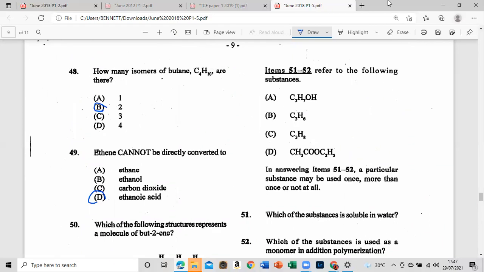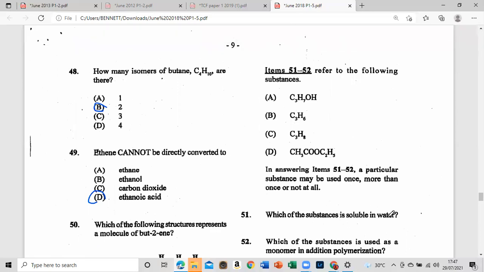All right. Items 51 to 52 refer to the following substances: C3H7OH and so on. In answering each item, a particular substance may be used once, more than once, or not at all. Which of the substances is soluble in water? And that is A, C3H7OH. So 51 is A.